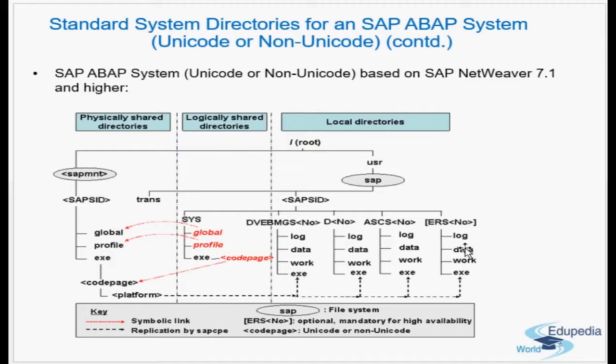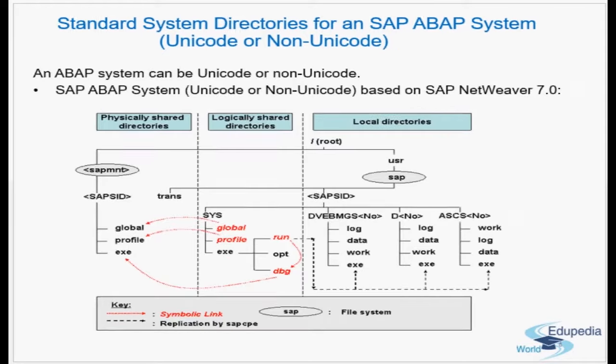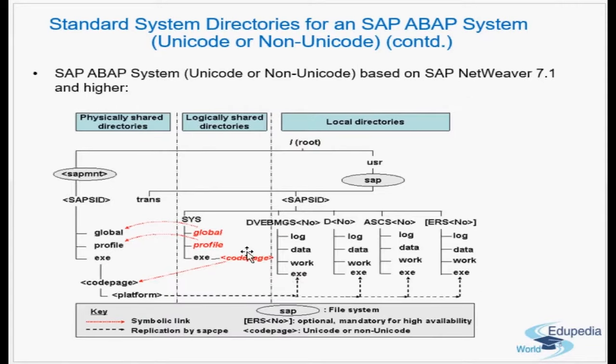So here also the subdirectories are the same. You have log, data, work, exe. Here you have global, profile, exe. But in this exe, SAP has made some changes. We had exe run, opt and dbg, but now it has only code page, and that is mapped to this code page. So from here the replication is made to the local instances.